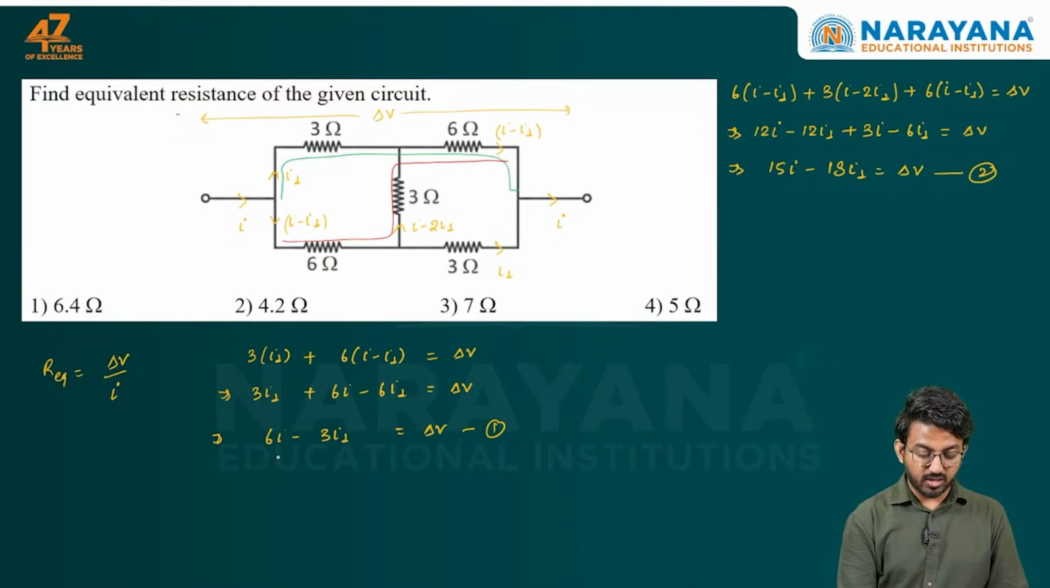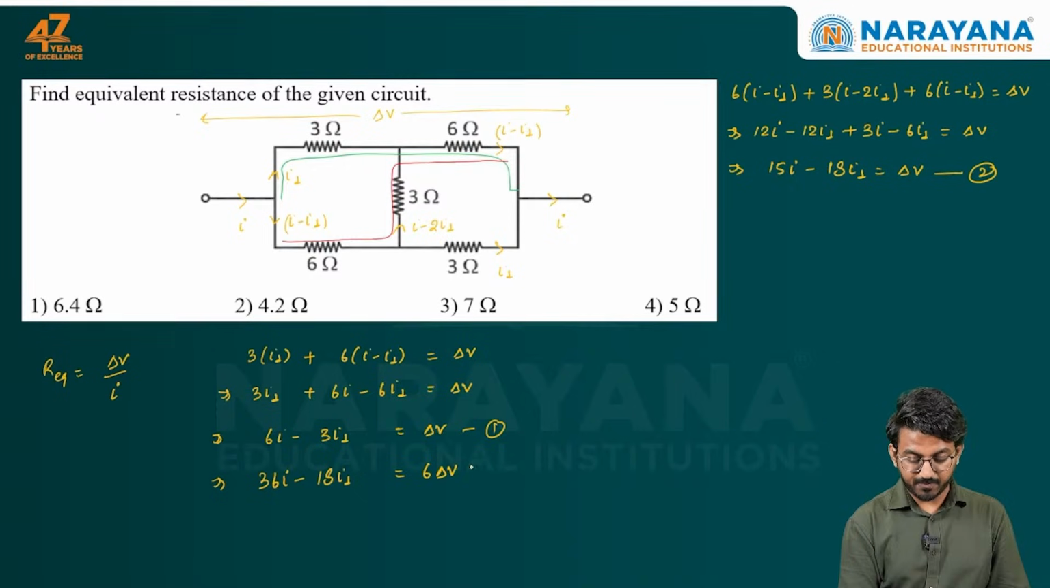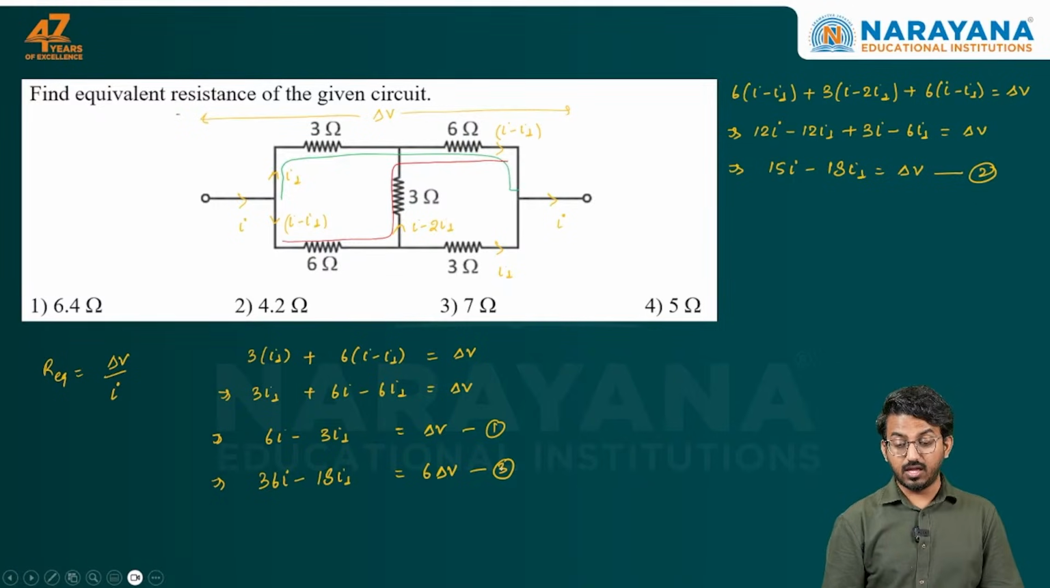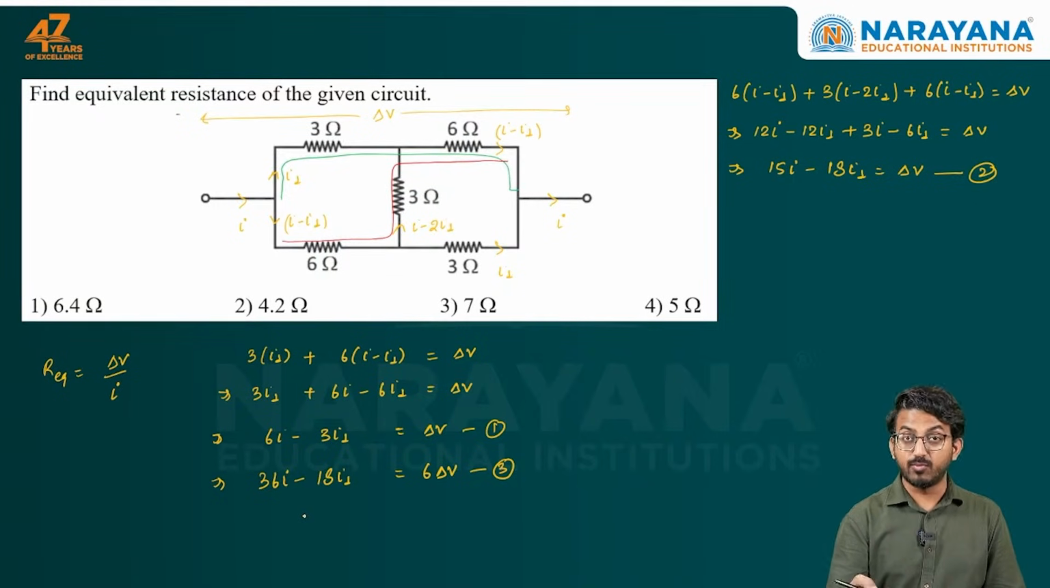Notice that the first equation, if I multiply by 3, it becomes, let's multiply with 6 actually. So if I multiply with 6, I get 36I minus 18I1 is equal to 6 delta V. Now I'll call this the third equation. Now why have I multiplied with 6 here? Because I want to eliminate I1 from these equations.